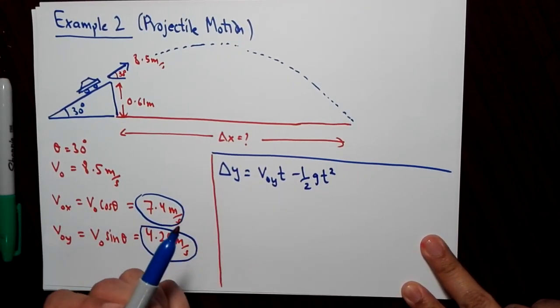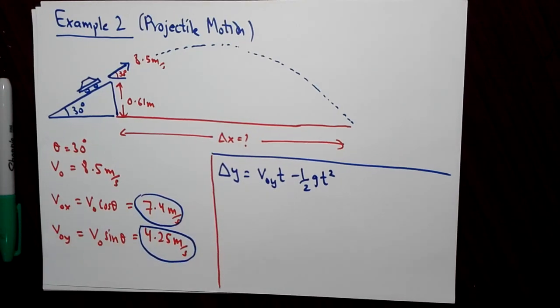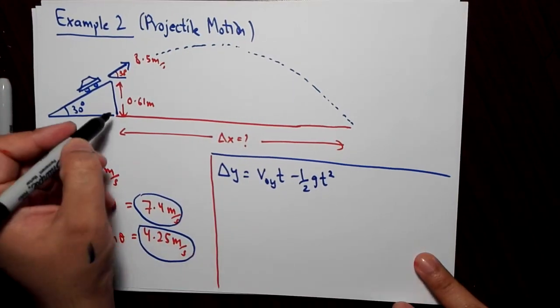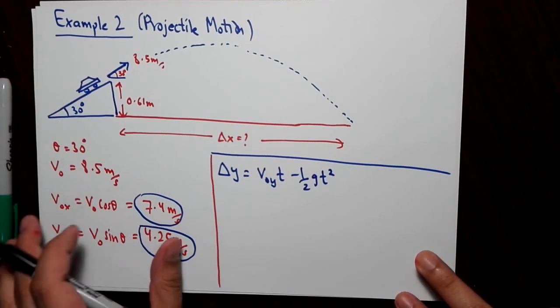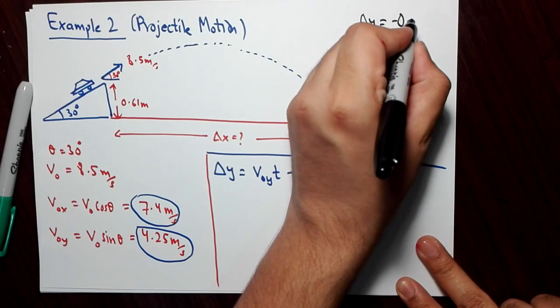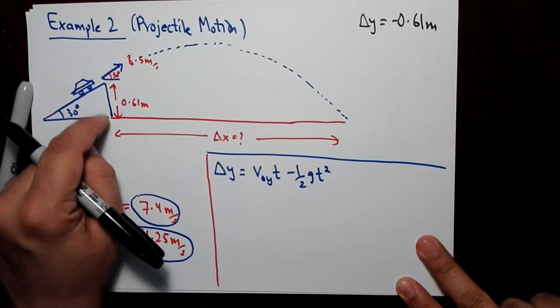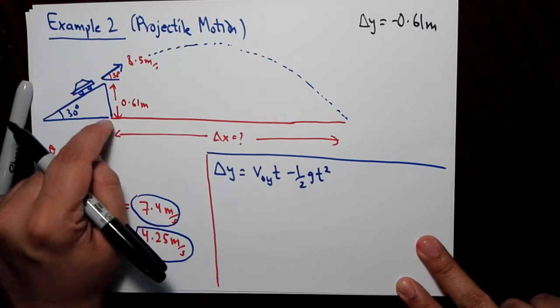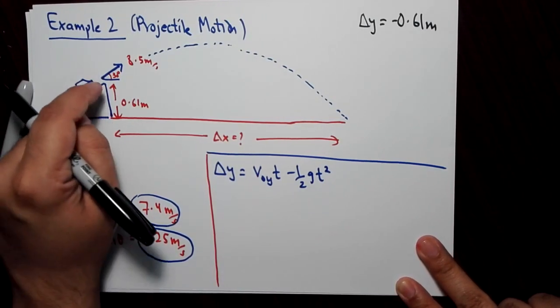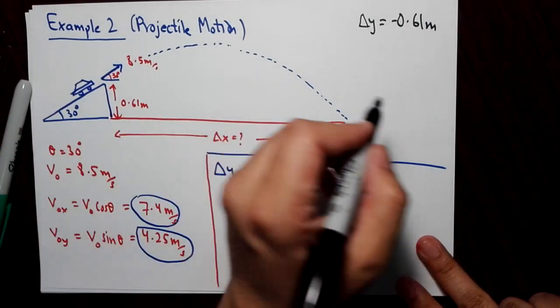So v naught y is not 0 now. It's 4.25 meters per second. And delta y is still negative 0.61. Okay, so delta y, let's write that over here, negative 0.61. So it's y final minus y initial. So if this is your origin, so that's 0, and then initial is 0.61. So 0 minus 0.61 is negative 0.61.